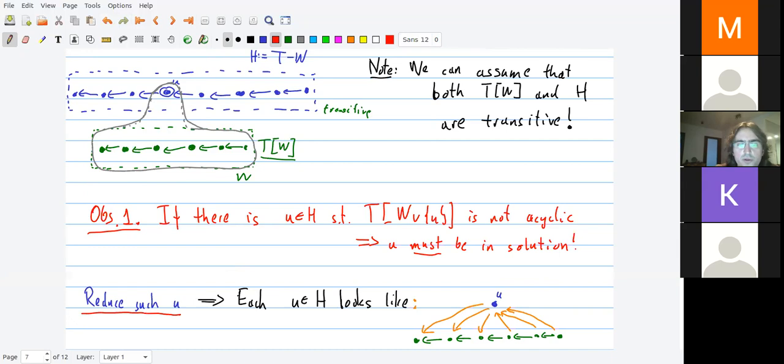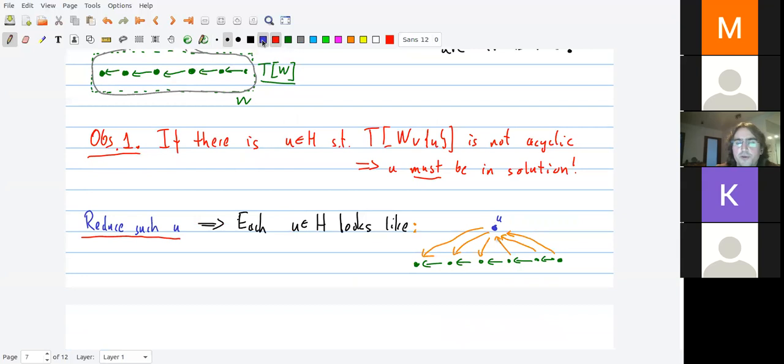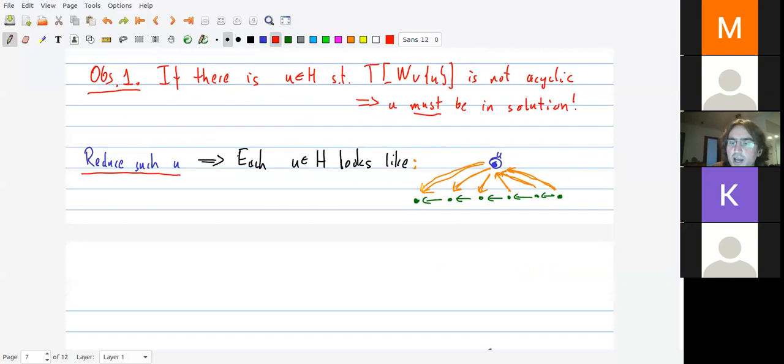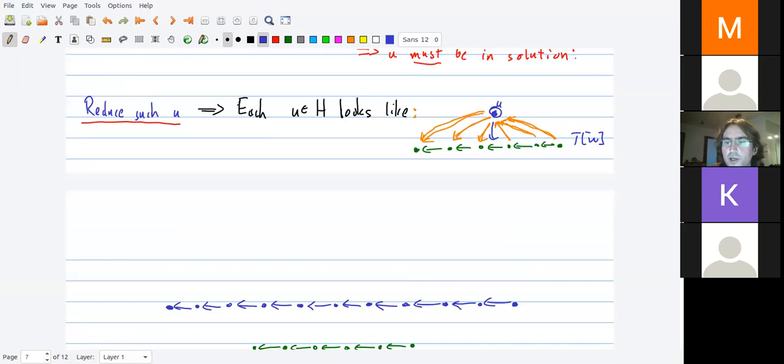So now this means that whenever I look at one particular vertex U from the tournament H, then adding it to W makes a transitive tournament. So then you can easily see that the situation must look like this: I have outgoing arcs to a prefix of this transitive order in W, and then incoming arcs from the suffix. Because if I had an outgoing arc to somewhere here and an incoming arc from somewhere later, then together with this arc, I would get a directed triangle. So every U must look like that. Essentially every U must have its specific favorite place where to be put in T of W, how to be sorted into this transitive order.